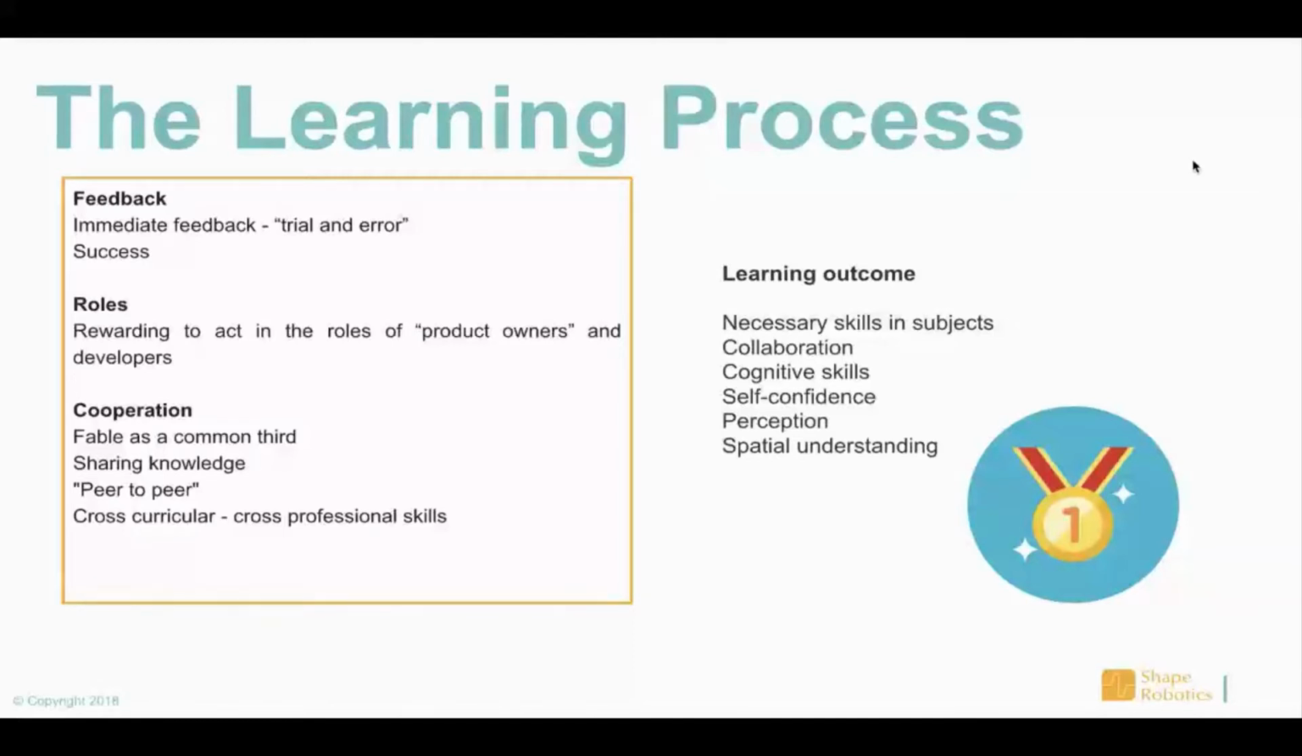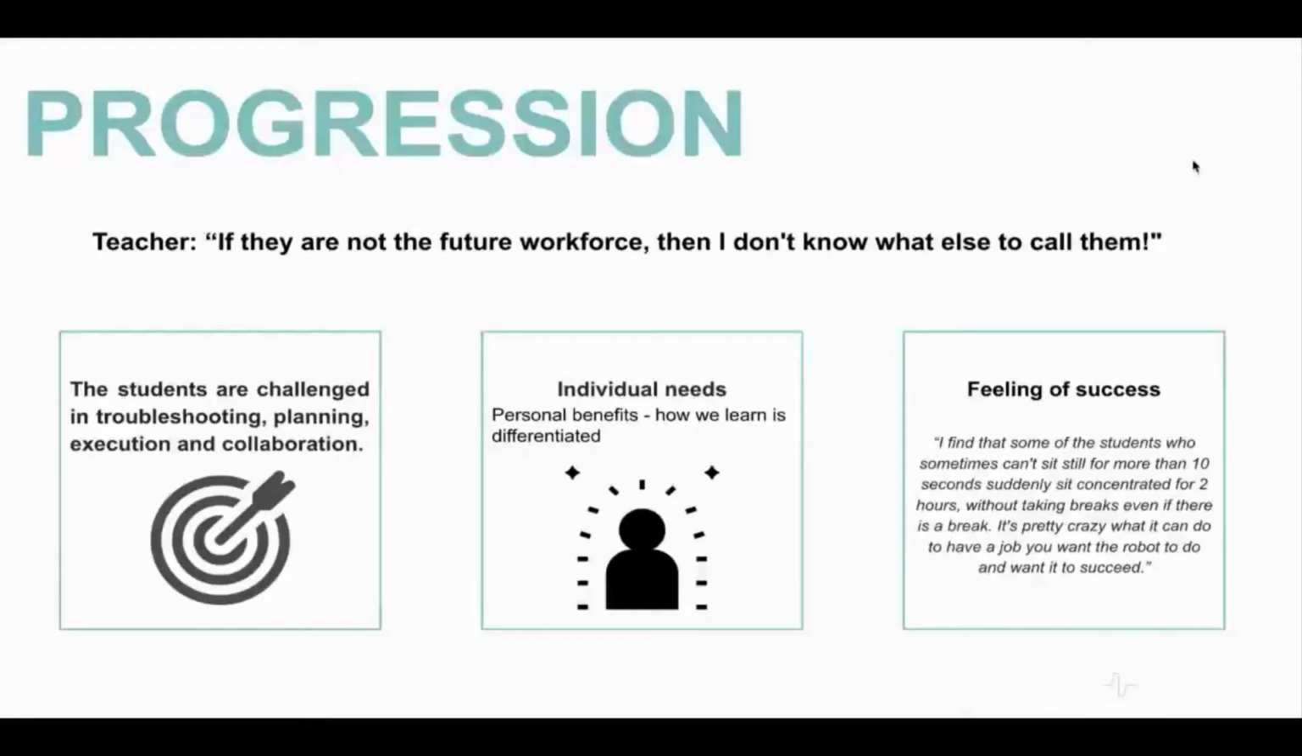So some of the learning outcomes, what I really find interesting and motivating for me as a teacher, if I should bring this into class, is that they do get these necessary skills. They work with collaboration in a new way. They get cognitive skills, more self-confidence, and they practice their perception and spatial understanding when working with a robot like Fable. So this is around the learning process. The next thing would then be the progression.